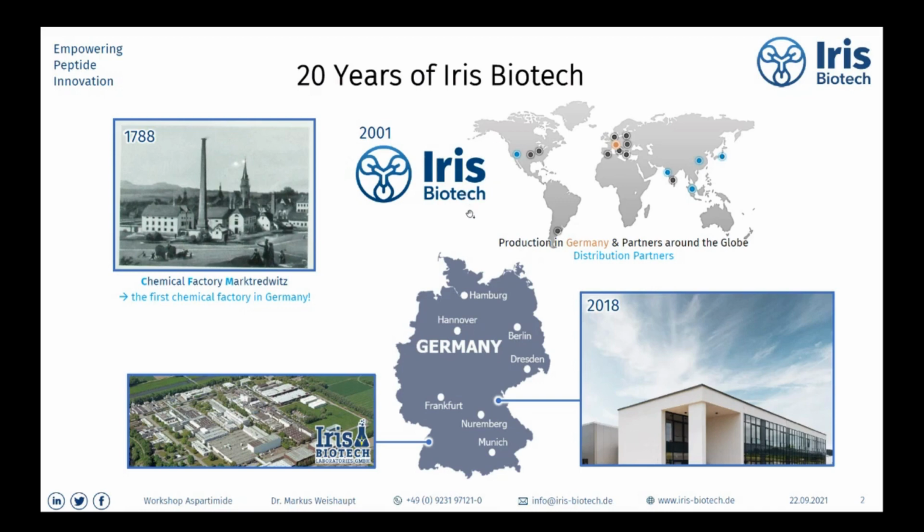The catalyst for this change, so to speak, was the fact that this year marks the 20th anniversary of Iris Biotech's founding. Our roots go back to the chemical factory Marktredwitz, which was in fact the very first chemical factory in Germany, founded in 1788. Since our founding in 2001, Iris Biotech has shown a steady growth. We have established our own production in the southwest of Germany. And in 2018, we moved to our new company headquarters in Marktredwitz.